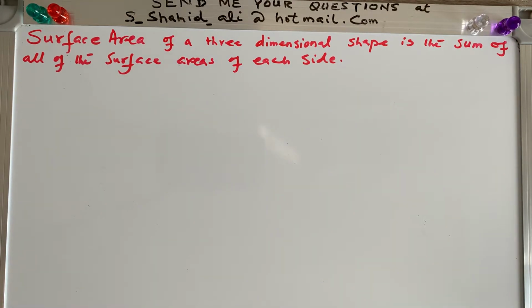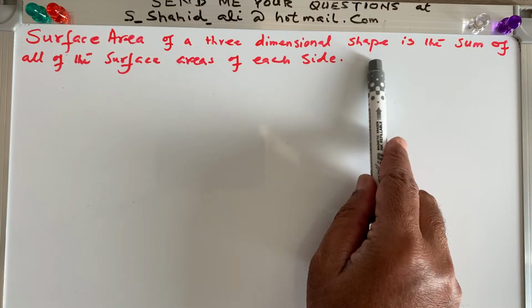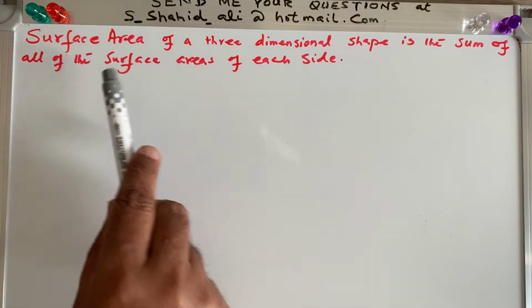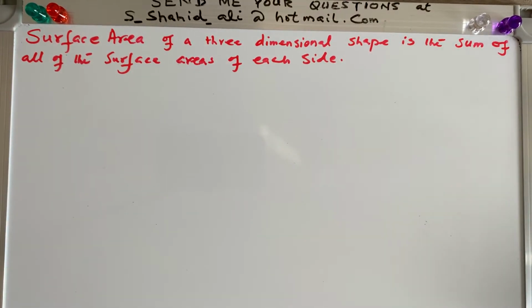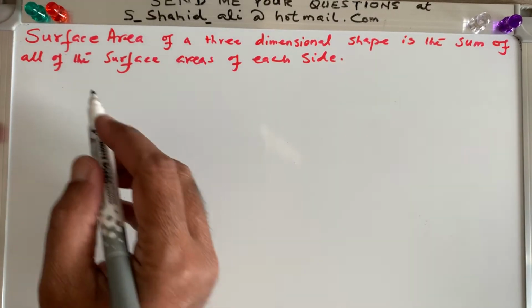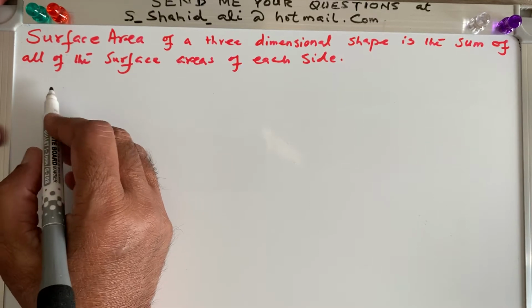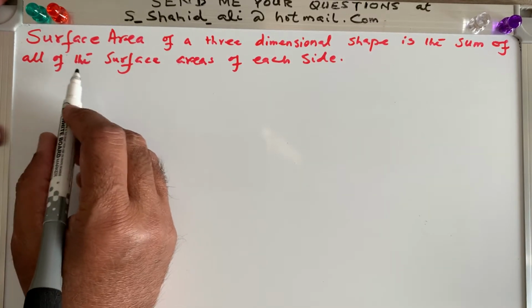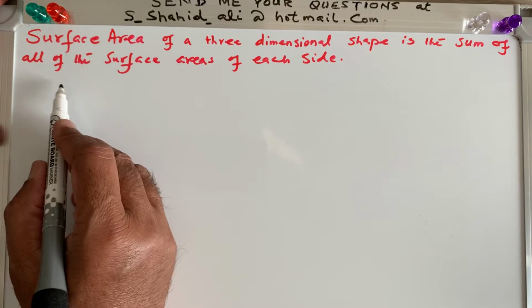Here we will be dealing today with surface area. Surface area of a three-dimensional shape is the sum of all of the surface areas of each side. Three-dimensional shape, so we did that. Cylinder is also a three-dimensional shape, right? Later on we will do the prism and other three-dimensional shapes, but today we are trying to solve the surface area concept for a cylinder.